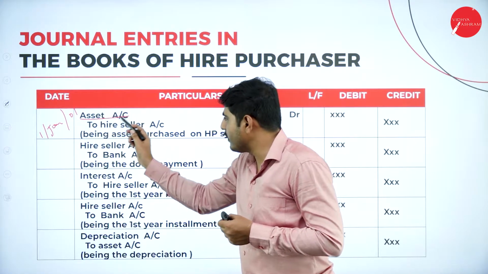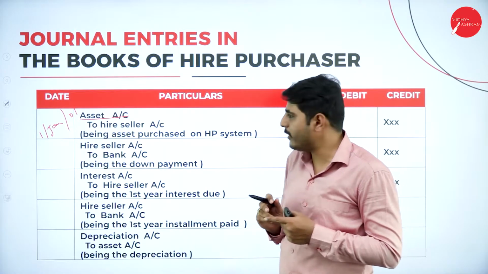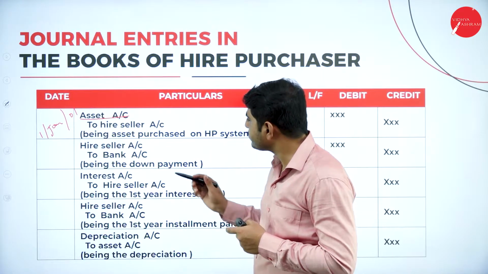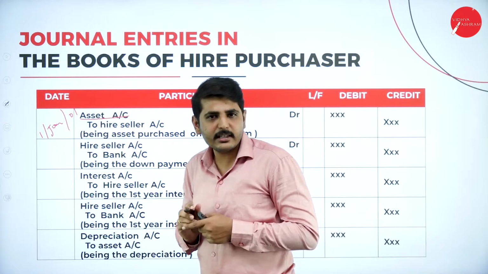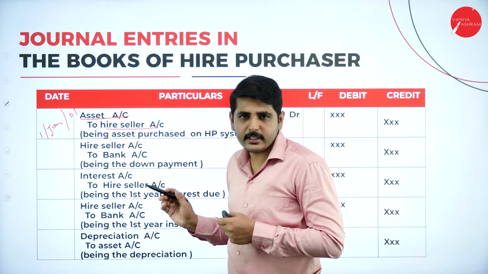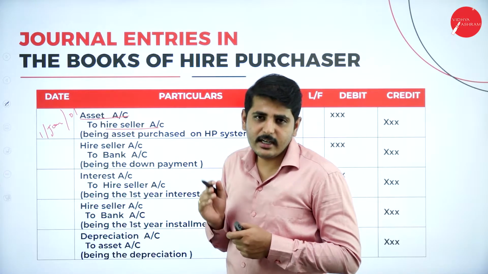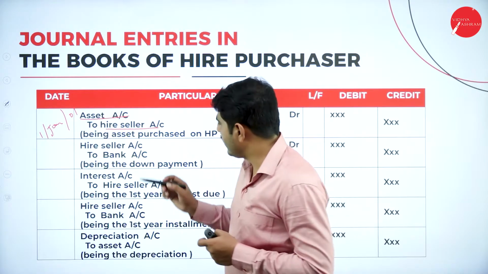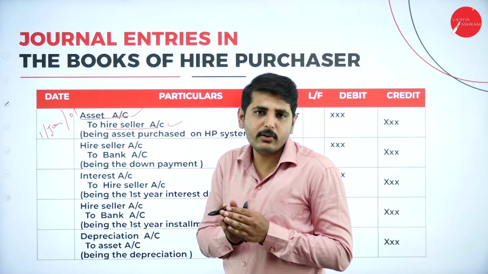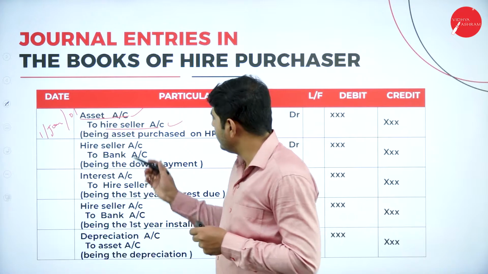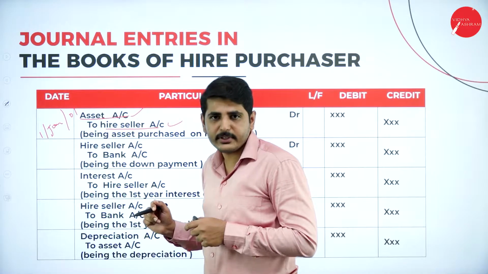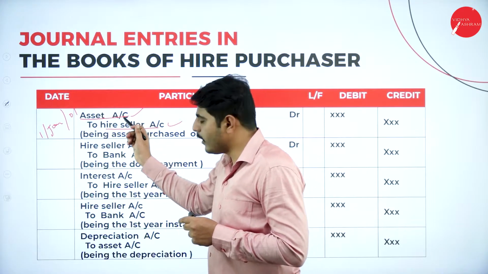Now, asset account to hire seller account. Why should the asset be debited? Why should the hire seller be credited? Because the real account says, debit what comes in, credit what goes out. And hire seller is a person, so it is a personal account. The personal account says, debit the receiver, credit the giver. Here, real account is there and personal account is also there. Combine both the accounts, and it will become a compound journal entry. Asset comes from real account. Hire seller is a person, coming from personal account. Now, we got the compound journal entry.